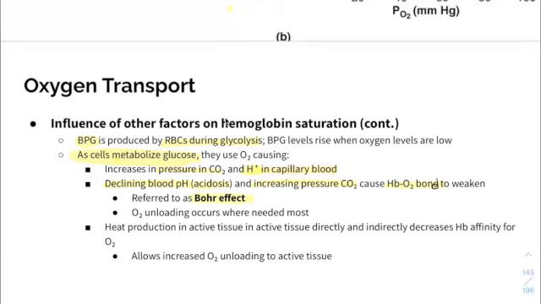So that Bohr effect is when acidosis occurs because we have a decrease in pH, we have increase in carbon dioxide pressure, and that hemoglobin oxygen bond doesn't work so well.